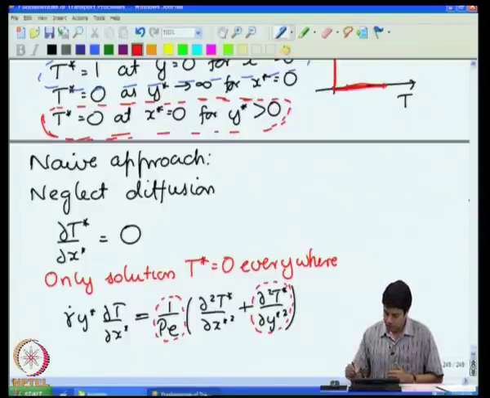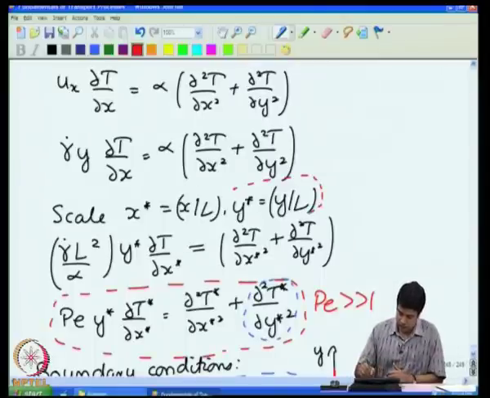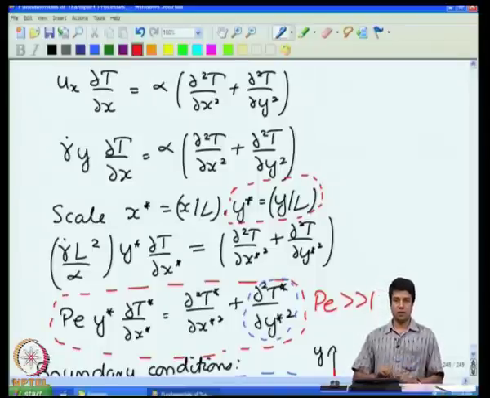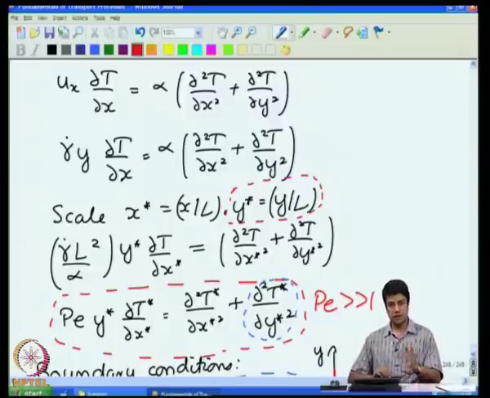Note that when I did the scaling here, I implicitly assumed that y star is equal to y divided by L. That means the length scale for variation of temperature in the y direction is equal to L. So, when I did the scaling in this manner, I have implicitly assumed that L is the length scale over which the temperature varies in the y direction. On that basis, I did my scaling and then I found out that convection was large compared to diffusion, and therefore, I tried to neglect the diffusion term.